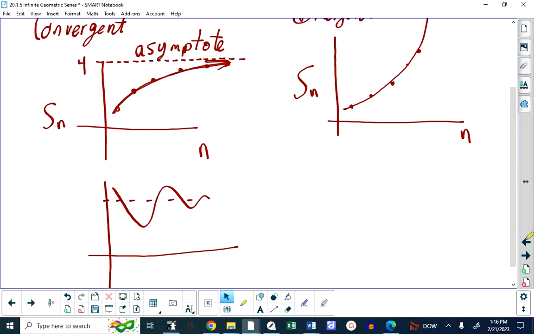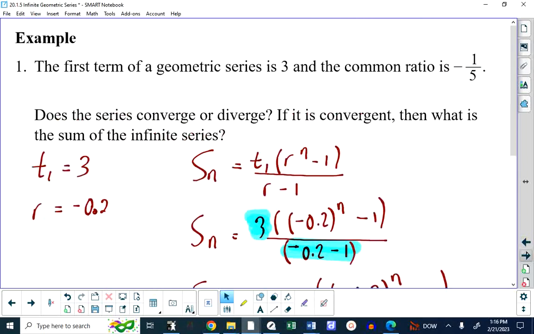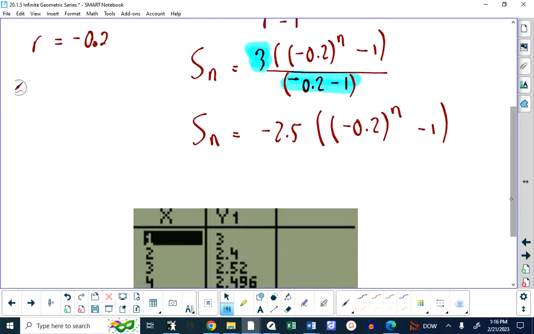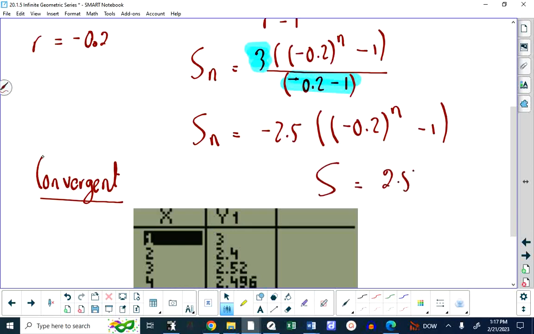And I'll be the first to admit that this is a very clunky way to determine that this is convergent. It's very clunky because you don't want to have to do what we just did in the calculator every time to decide that. Are you with me on that? Okay. So this is convergent. By the way, the sum is equal to 2.5. And we could say S infinity if we liked.